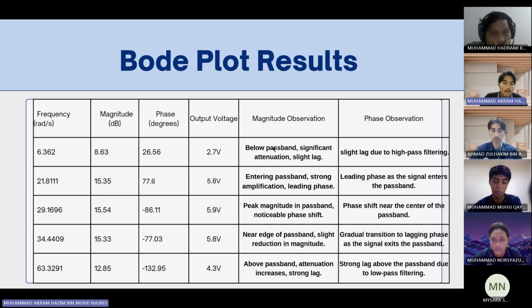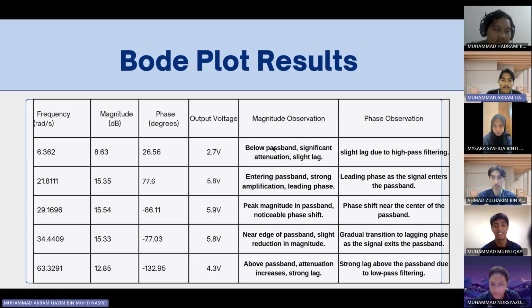Finally, at 63.3291 radian per second, or approximately 10.08 Hz, the magnitude drops significantly to 12.85 dB, indicating strong attenuation. The phase is negative 132.95 degree, showing substantial lag and the output voltage fall to 4.3 volt.